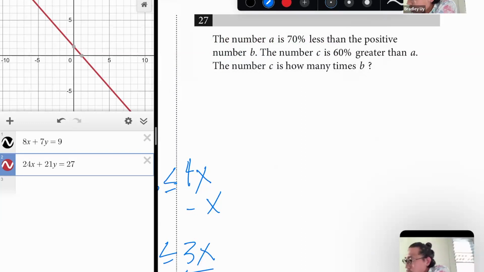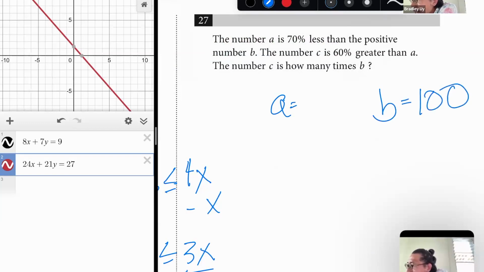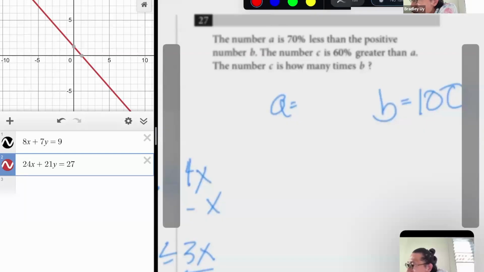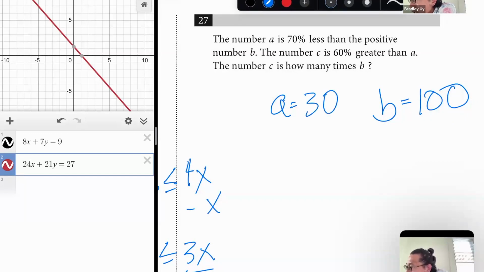If I were to show some nice round numbers, you might say A and B. That's the first comparison. A is 70% less than the positive number B. Suppose B were 100. A is 70% less than that, less than 100. Okay, 70% less than 100, which would make A 30. Okay, if it's 70% less than, it's 30% of. So this is basically saying A is 30% of B, because A is 70% less than B.